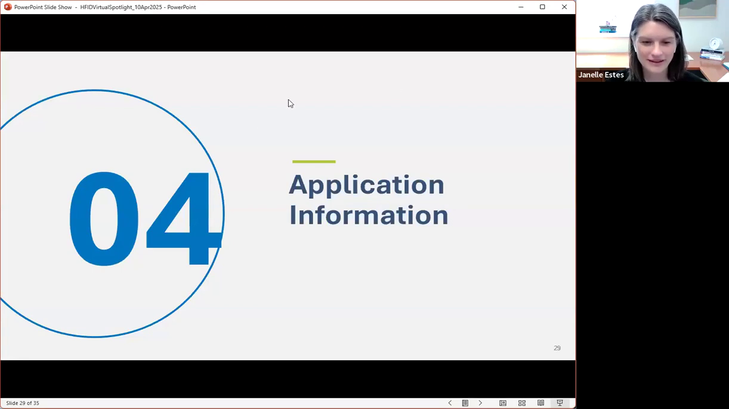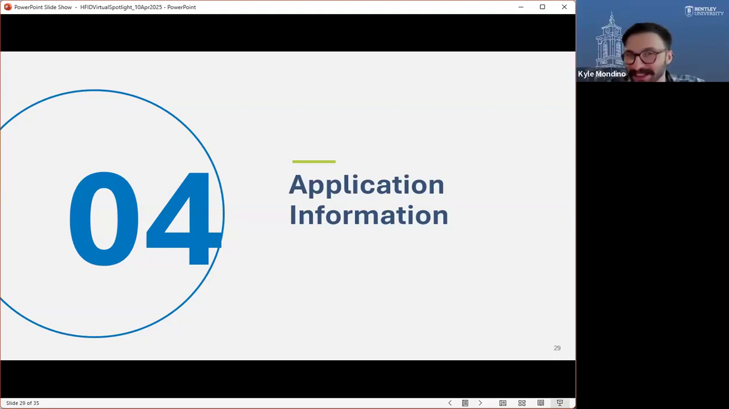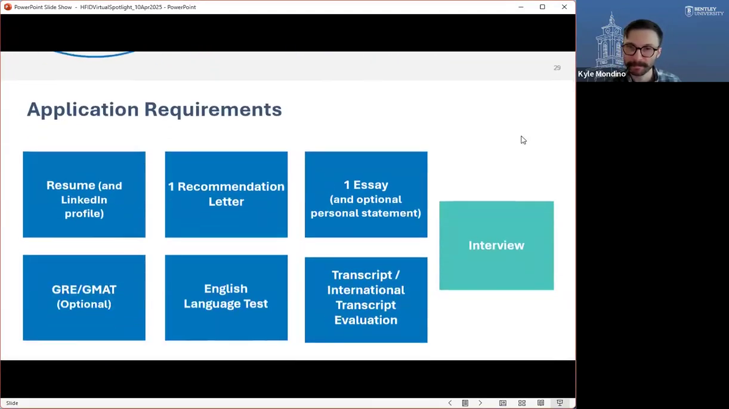So I'll end there. And Kyle, if you want to jump through admission or application information. Yeah, absolutely. So my stuff isn't as exciting as all the content that Janelle covered, but this is what will help you get through the application and understand that flow. So we can go to the next slide.